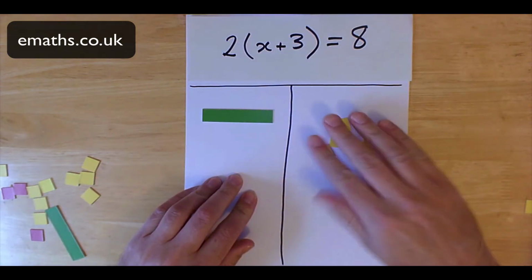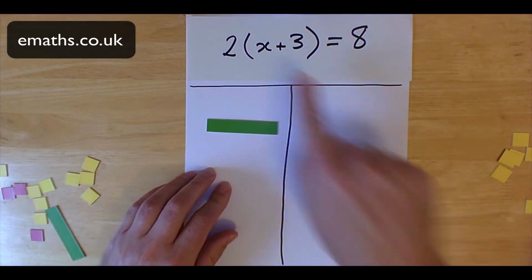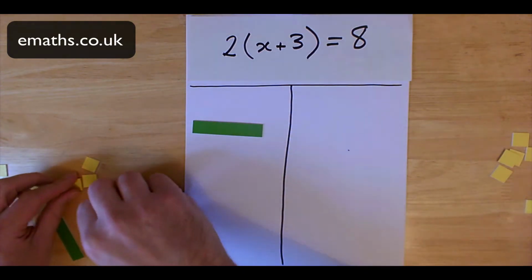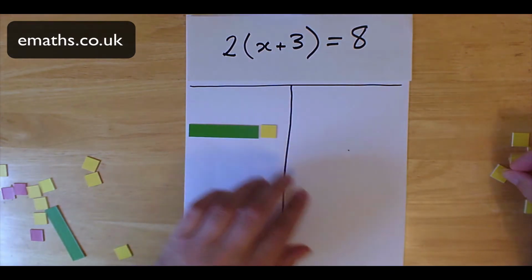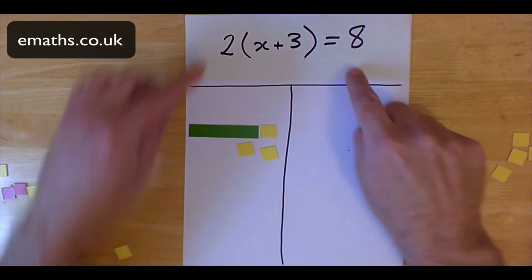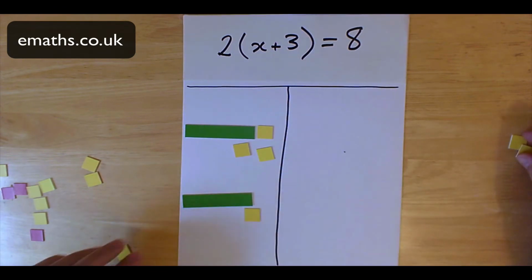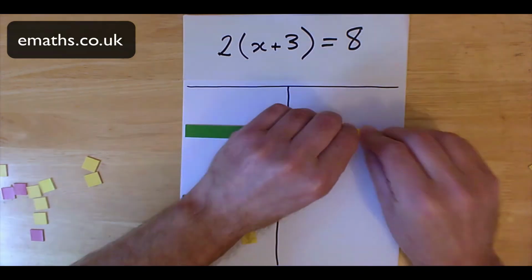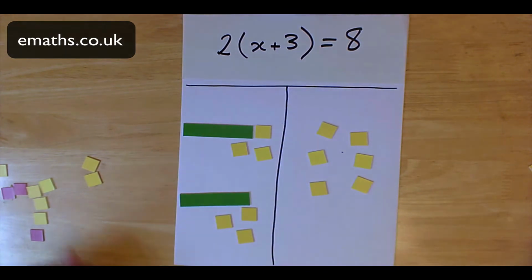Let's introduce some brackets. The way in which we build this question up is really important. The way in which we tell the story of this. So I have x plus 3, x plus 3, but I have 2 of those things. So I have 2 of those, 2 lots of x plus 3. And x plus 3 in this case is going to balance with 8. So put 8 on the other side.